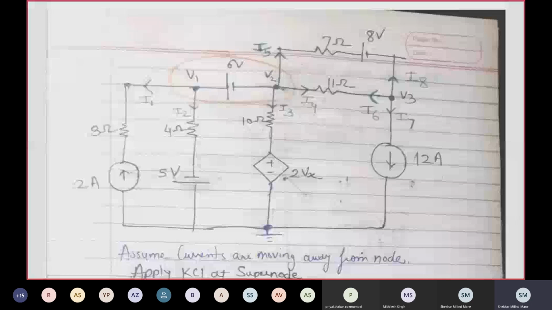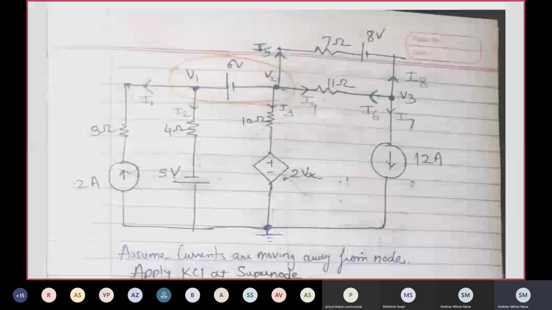Now we have to assume all the currents are moving away from the node. Here I have circled V1, V2 and the 6 volt. This forms a supernode. The currents which are leaving that supernode are I1, I2, I3, I4 and I5. And the currents which are leaving from node 3 are I6, I7, I8.